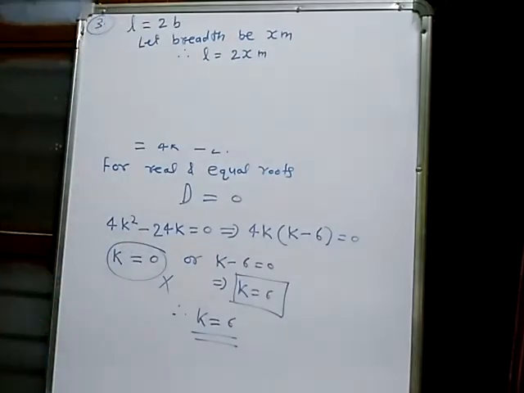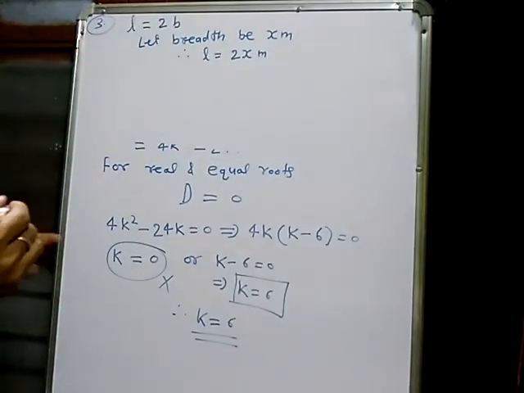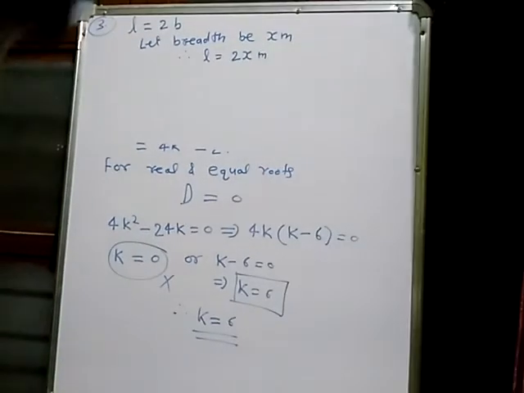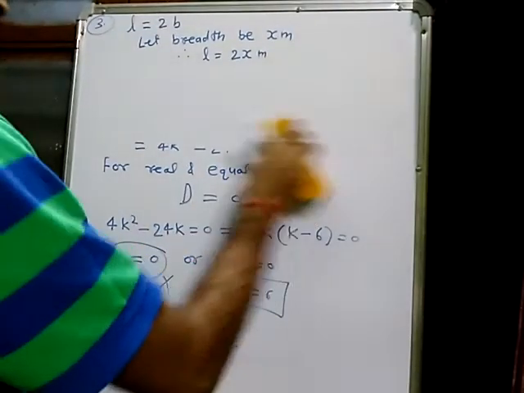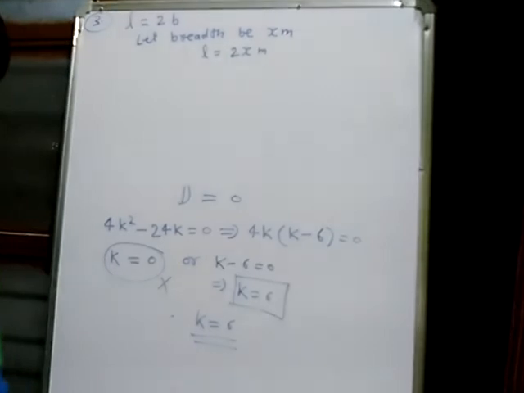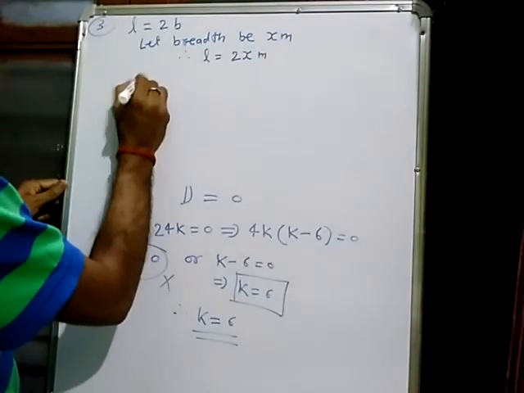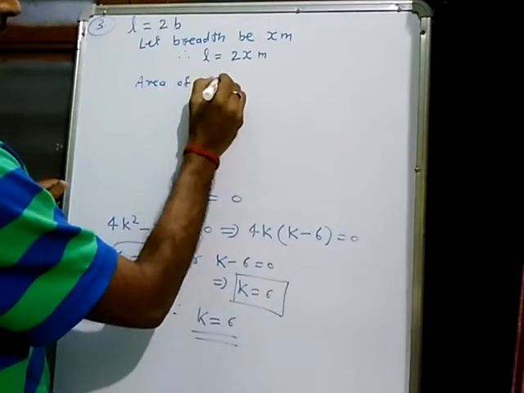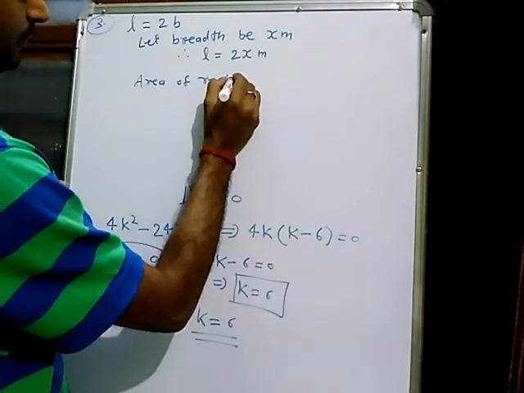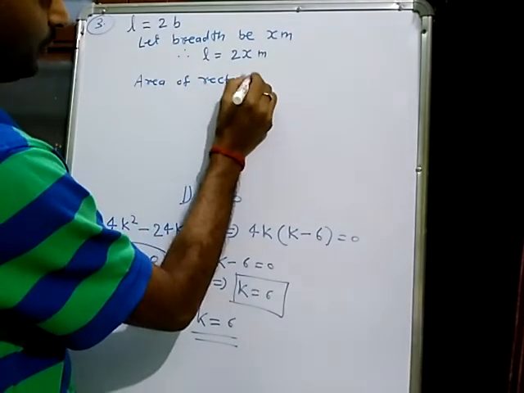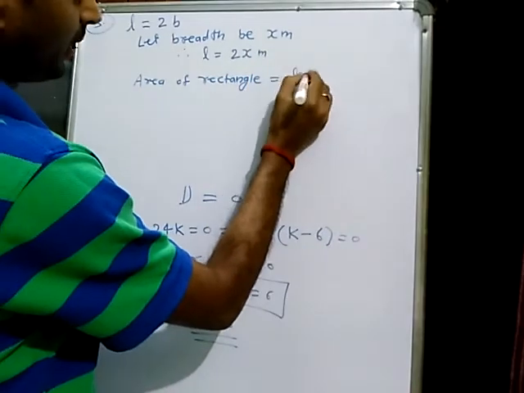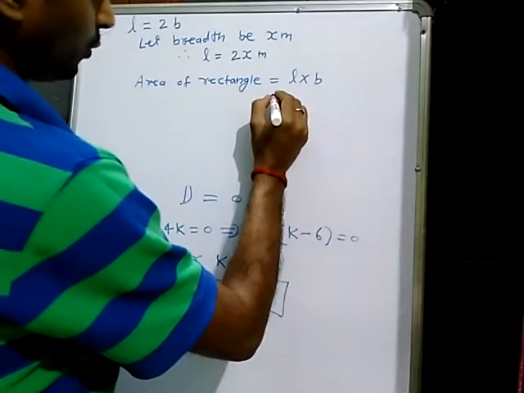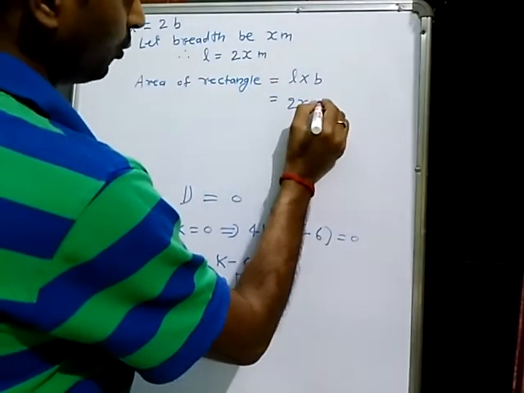Correct now? And area is 800 meter square. And which type of this mango grove? It is rectangular. So यहाँ note करेंगे area of rectangle. Already I hope you know area of rectangle. What is area of rectangle? L into B. So what is L? 2x into B is x.